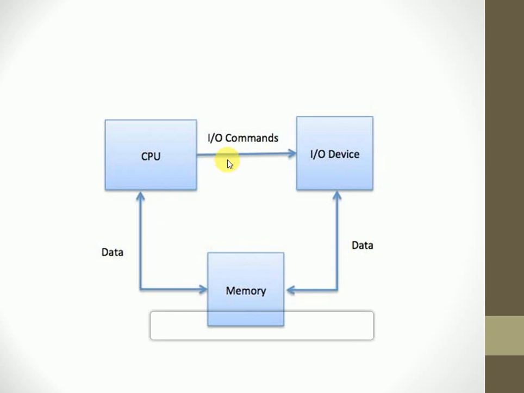Here the IO device is using the resources of the CPU. The memory is using the resources of the IO device, and the data is used between the IO device, the memory and the CPU.